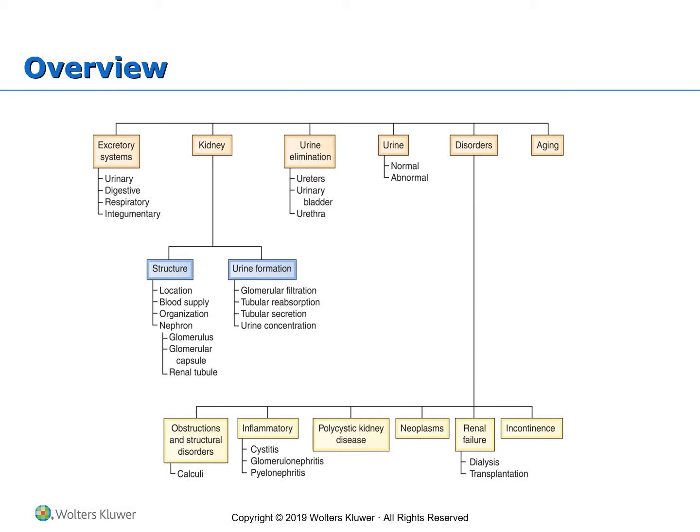urethra, types of discussion regarding the urine in terms of normal and abnormal findings, disorders of the urinary system, including obstructions and structural disorders, inflammatory conditions, polycystic kidney disease, neoplasms, renal failure and its treatments, and incontinence, and aging as it pertains to the urinary system.